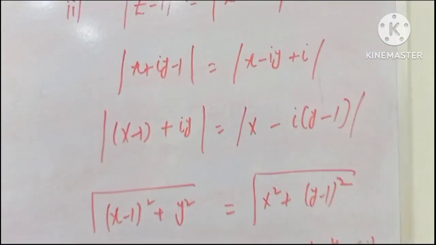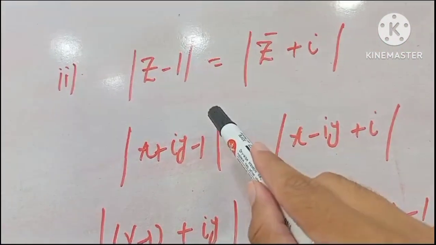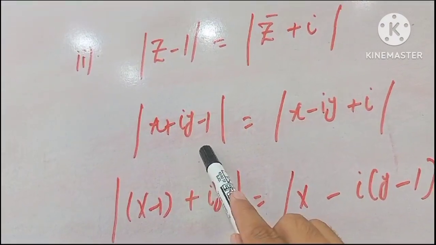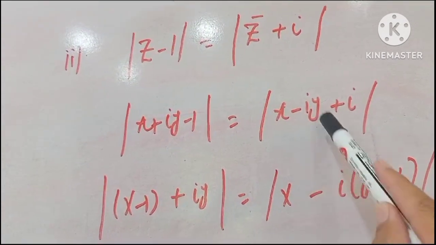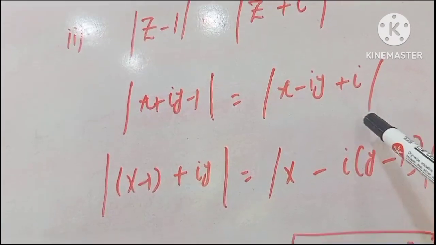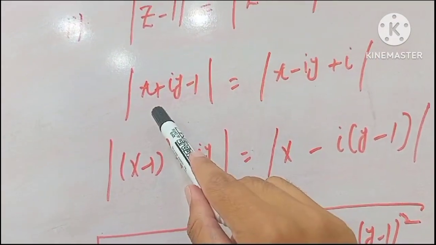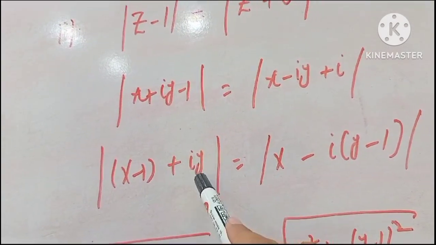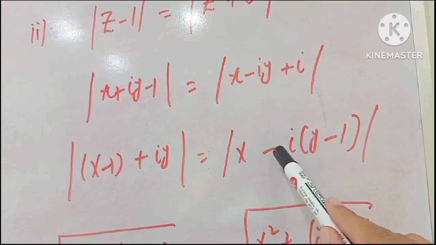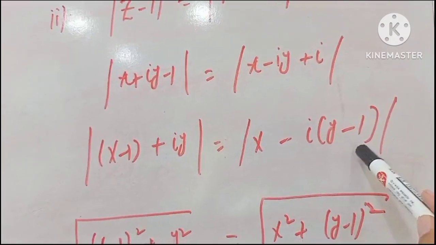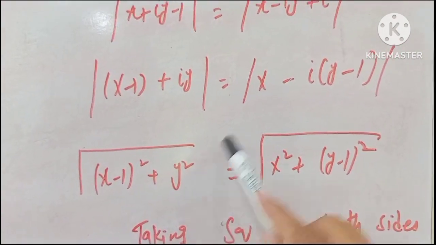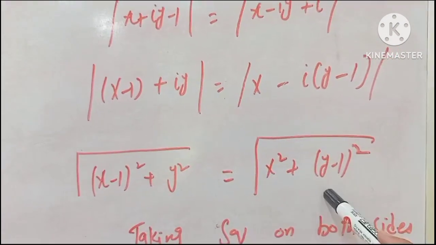Now we solve part number 2, which is |z - 1| = |z̄ + i|. Putting the value of z: |x + iy - 1| = |x - iy + i|. Z conjugate becomes x - iy, plus i. Now separating real and imaginary parts: x - 1 is the real part, y is the imaginary part. Same is the case here, x is the real part and, taking minus i common, the imaginary part is -(y - 1). Now taking the modulus, real part square plus imaginary part square.